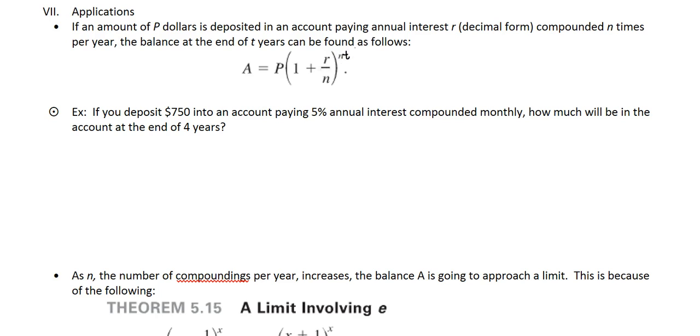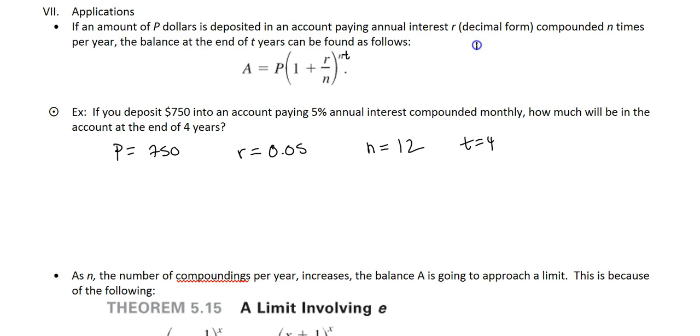So if you're depositing $750 into an account paying 5% annual interest compounded monthly, how much will be in the account at the end of 4 years? My P here is $750. My R is 0.05. We're compounding monthly, so that is 12 times a year. And at the end of 4 years, we'll have T equal 4.